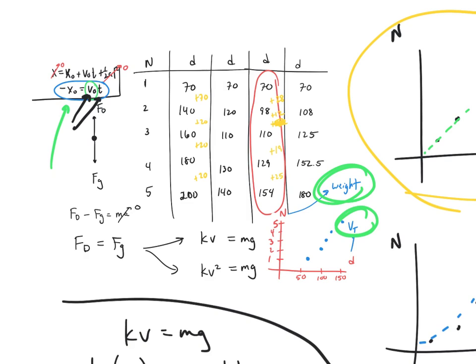From low to high. 70. Yeah, 70, 108, 125, 152.5, and then... Okay.